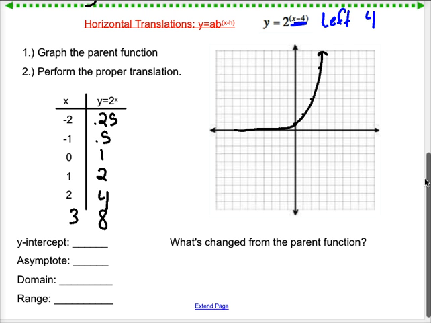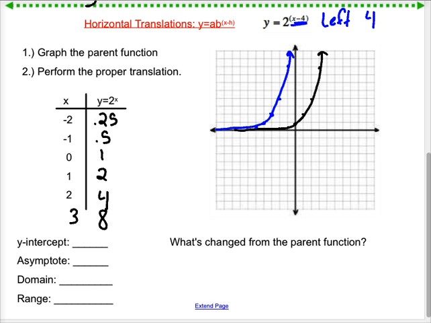So 1, 2, 3, 4, and I do that for each point. So I shift everything over to the left to get my new function. All right, now hopefully you can actually tell I just made a big mistake, something that students can do all the time. What did I do wrong?